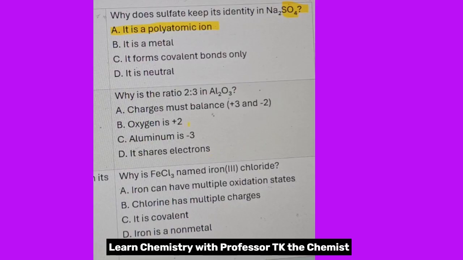The answer is A. Charges must balance. Remember, it can't be because they share electrons. No. Usually in ionic compounds, one is given, the other one is receiving. But in this particular case, they must balance out.